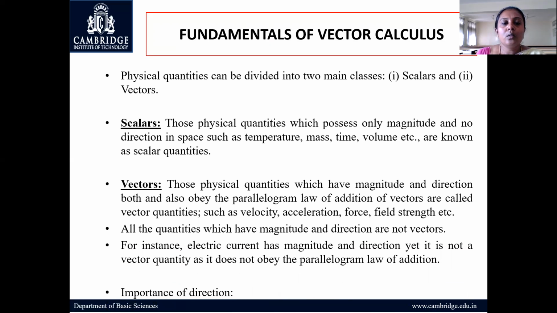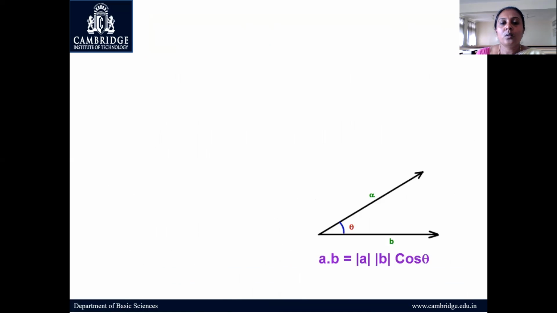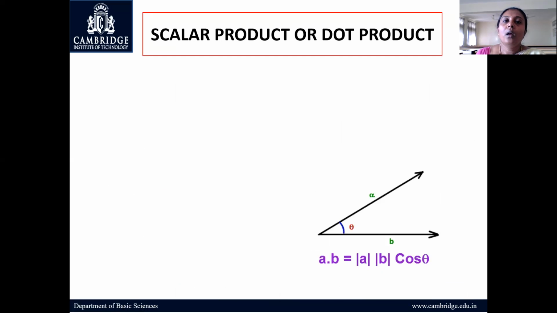Okay. So, for instance, electric current has a magnitude and a direction, yet it is not a vector quantity, as it does not obey the parallelogram law of addition. So, next is the scalar product or dot product. So, what is a scalar product or dot product?